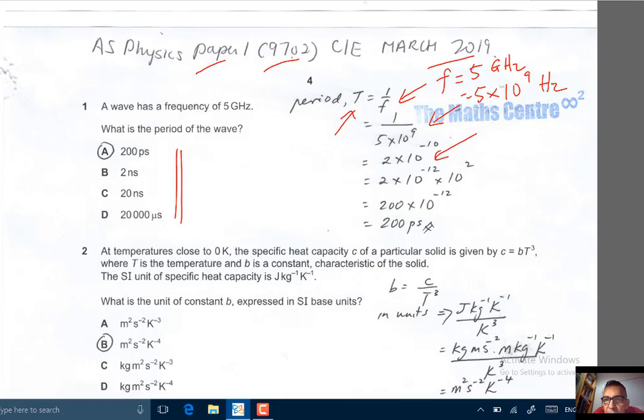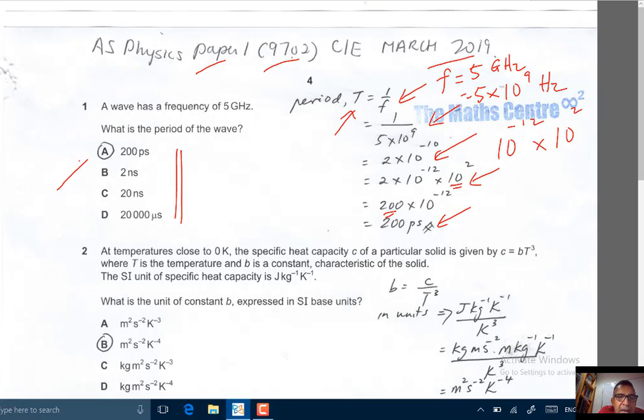So 10 to the power of minus 10, let's rewrite it as 10 to the power of minus 12 times 10 to the power of 2, using the idea of indices. Minus 12 plus 2 is minus 10. That's what you see in this line. So 2 times 10 squared, 2 times 100 is 200. So I'll have 200 times 10 to the power of minus 12, which is 200 picosecond. Correct response A.